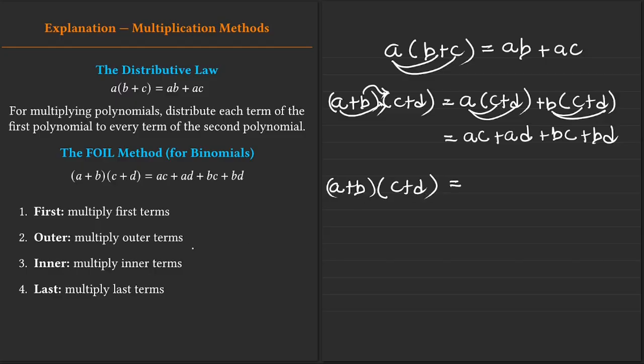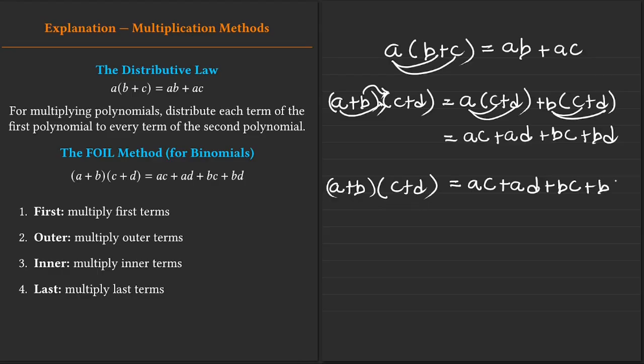So the FOIL method says we should first of all multiply the first terms. So that is a and then c. So let's multiply a by c. And then let's multiply the outer terms. So for the outer terms, we simply mean a and then d. You see? So let's multiply a by d. And then let's multiply the inner terms. So the inner terms we have b and then c. So that is plus b times c, and then finally let's multiply the last terms. So that is b and then d.